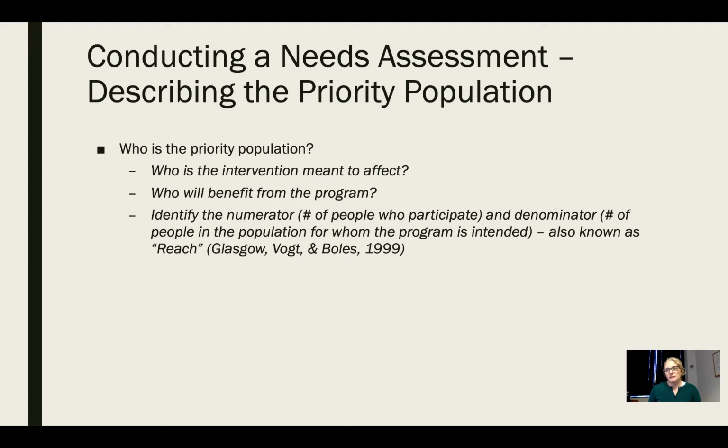So when you're conducting a needs assessment, the first thing is to describe the priority population. So who is your priority population? Who is the intervention meant to affect? So even though a lot of people might be involved in the intervention, the implementers, the organizational leaders, community, environmental, whose behavior at the end of the day are you trying to change? And who is this meant to benefit?